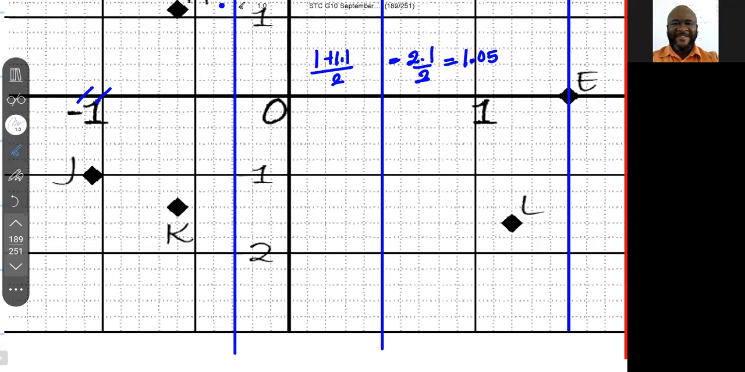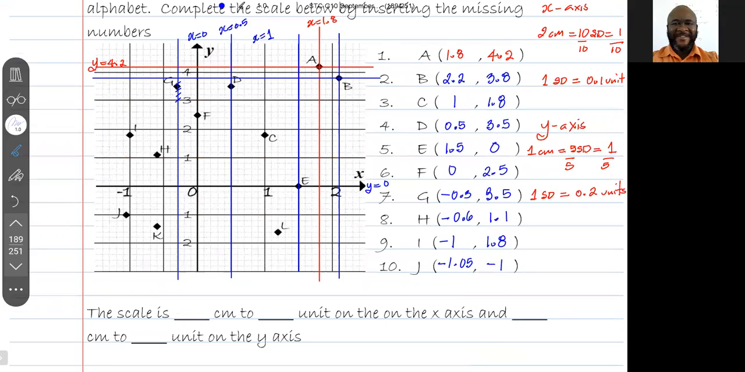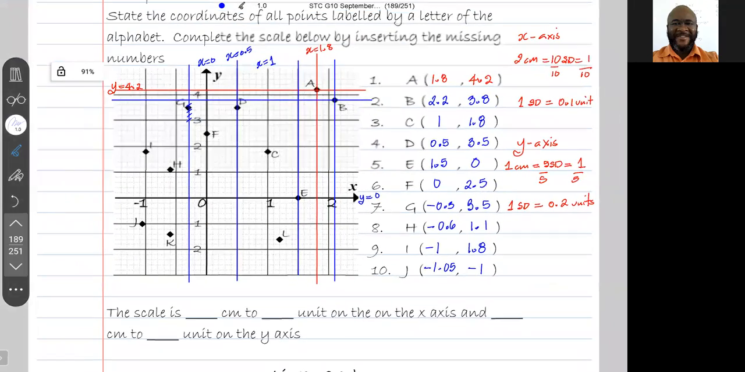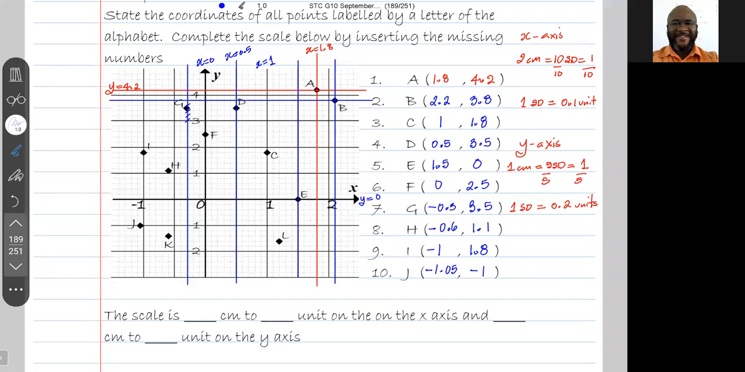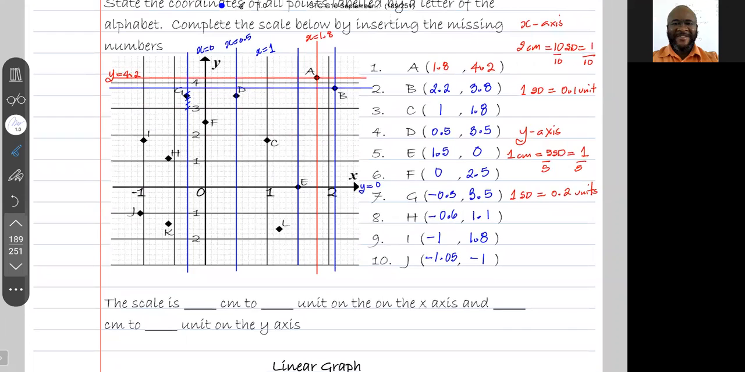All right, so it's very important, regardless of whatever the scale is, that you be able to state the coordinates of any point on your graph. Now, to complete this activity, we just need to complete the scale. This says the scale is, and we already identified, 2 centimeters to represent 1 unit on the x-axis and 1 centimeter to represent 1 unit on the y-axis. And this is example 1.